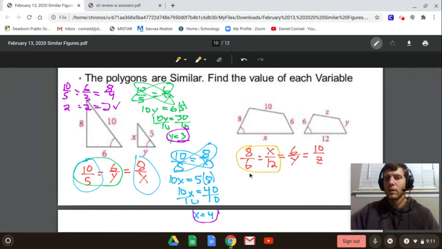We cross multiply, so that's going to be 6x, and then you have 8 times 12. Okay, so that's 6x equals 96, since 8 times 12 is going to be 96. Okay, we divide by 6. All right, so x is going to be 16.